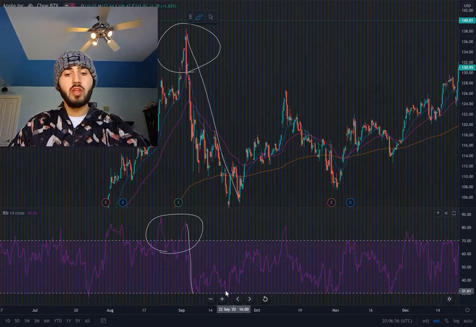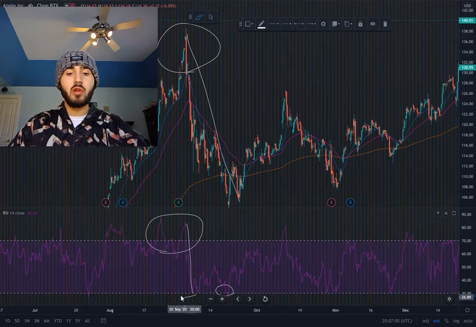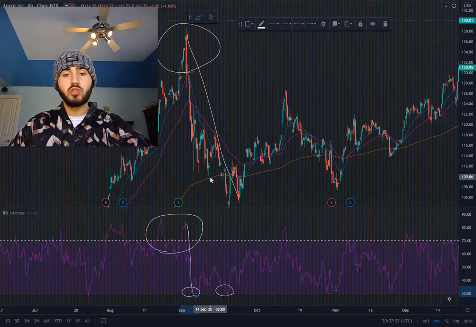Once again, we're in the oversold range now. So we're in this oversold. I would have bought a position right around here, right? Or even right around here in the oversold position, which is going to be here.